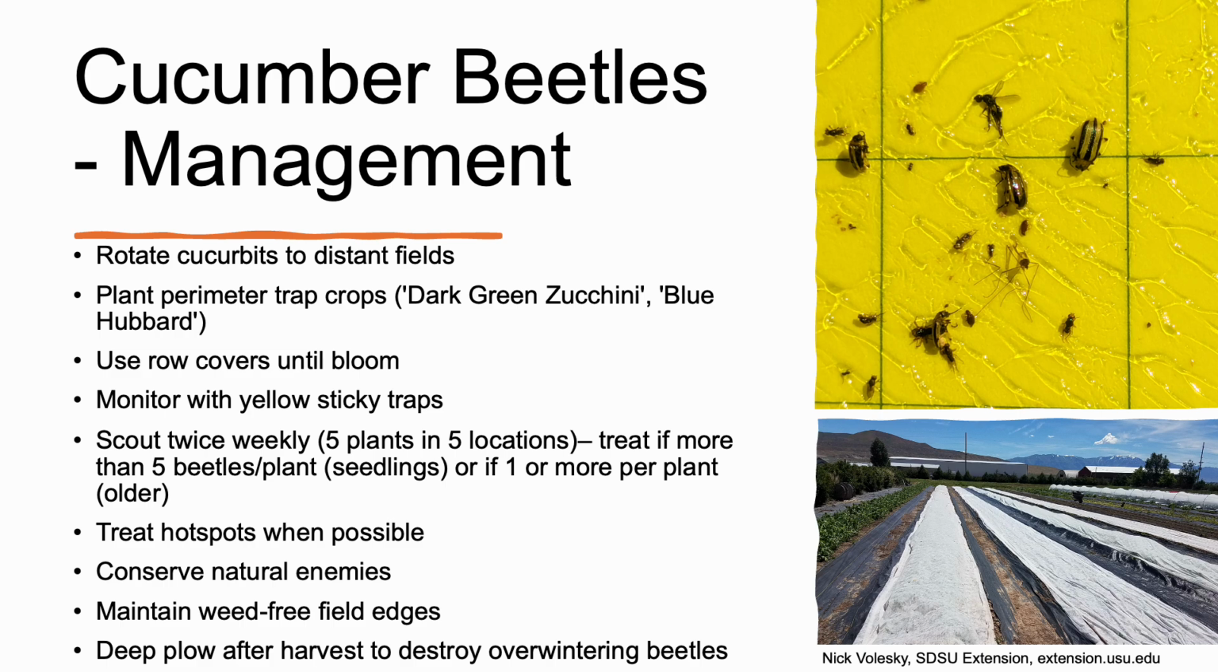Conserving natural enemies, including tachinid flies and parasitoid wasps, is an important part of an integrated approach. Maintaining weed-free field edges can reduce beetle colonization, and post-harvest deep plowing helps destroy overwintering populations, reducing pressure for the following season.